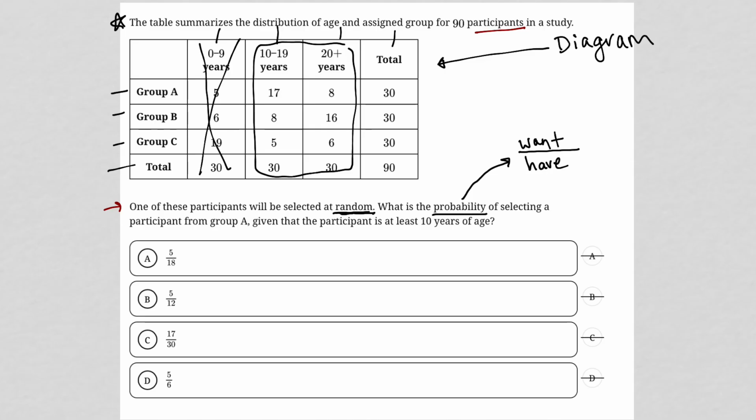So how many participants of the 90 are at least 10 years of age? Well, that will come down in the total section here. There are 60 participants of the 90 participants in this study who are at least 10 years of age, which means that's the total number I have to choose from, 60 people. What do I want out of those 60 people? I want a participant that's from Group A. Well, Group A, that's at least 10 years of age, are only these two numbers here, the 17 and the 8. 17 plus 8 is 25.